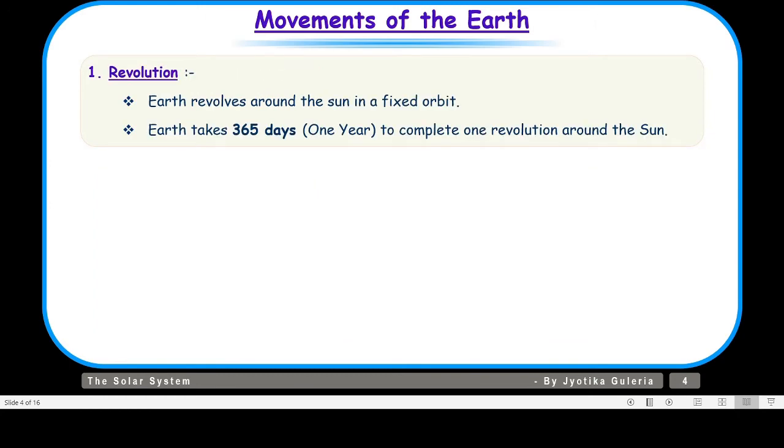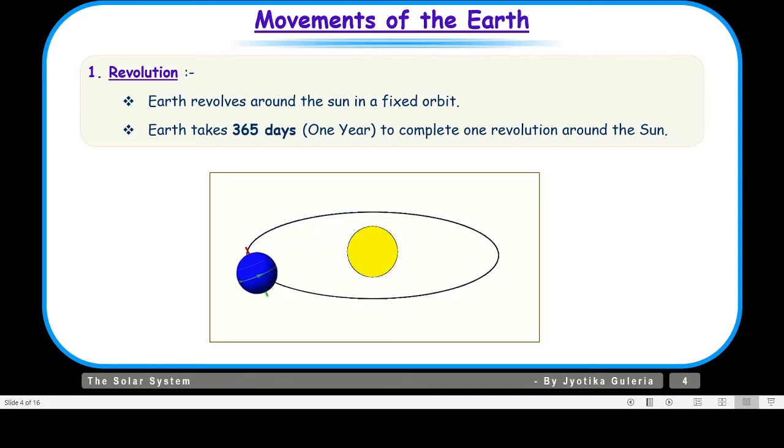Earth revolves around the sun in a fixed orbit. Earth takes 365 days, that is 1 year, to complete one revolution. As you can see here, the sun is at the center and earth is revolving around the sun.